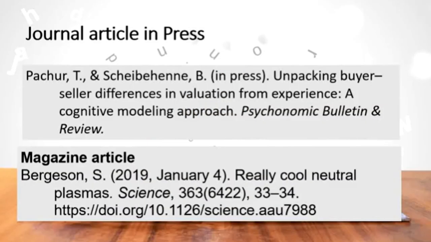If it is a journal article in press, then everything will remain the same except the volume and issue will not be there, and in brackets in place of the year you will write in press, which you can see in the example of Pouchar T. If it is a magazine article, then remember it should also be associated with the date. So only 2019 will not work. You need to mention January 4.